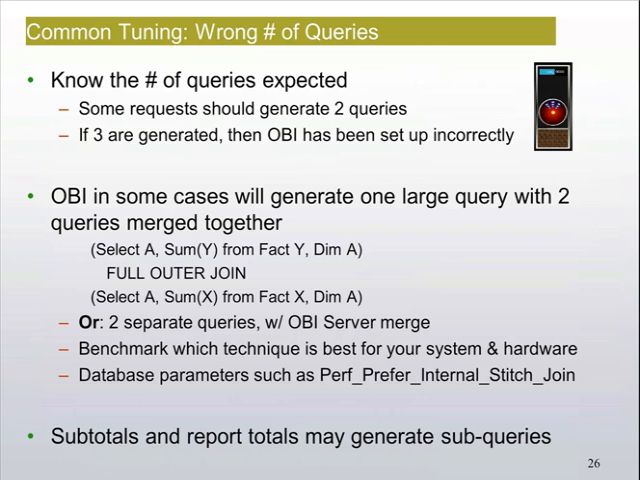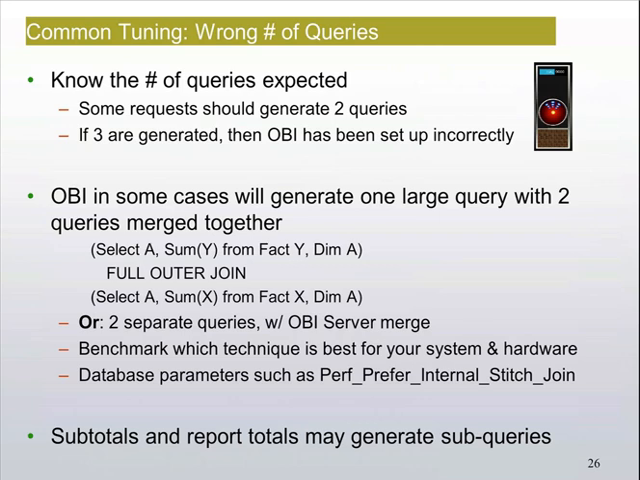Now, there's no best way to configure this. I think you're going to need to go ahead and benchmark it. It's a very simple setting. Try it out. I've seen cases where the single large statement with the full outer join is faster, and I've also seen cases where sending multiple individual queries and then letting the BI server do the merge, I've seen where that's faster as well. So no hard and fast rule there. It depends on quite a few things.